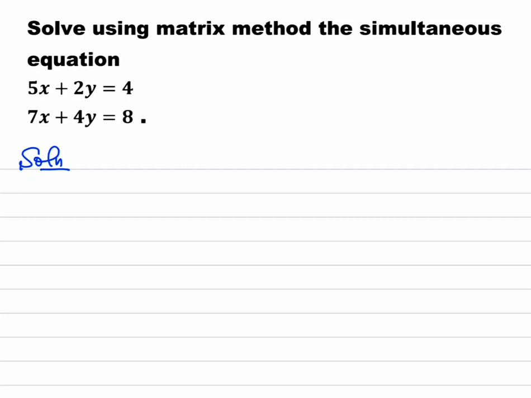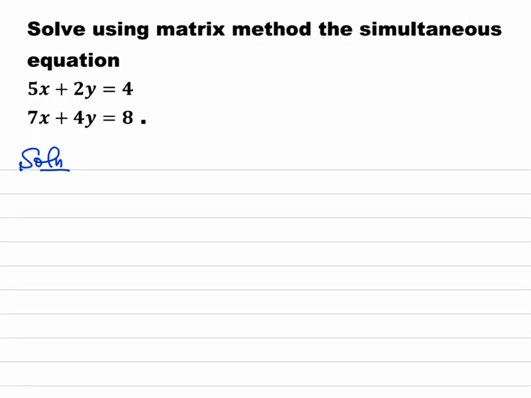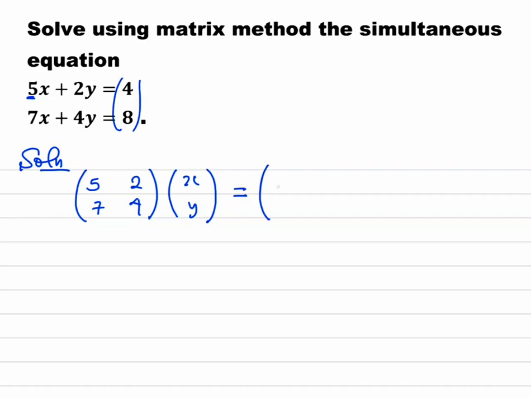Now we are to solve this simultaneously. The first thing you need to do is make a matrix of it. Remember, a matrix is a rectangular array of numbers. So we are going to make a matrix of this by picking the coefficients. So we pick 5, then 2, and we have 7, and we have 4. We've picked the matrix. Remember the unknowns, x and y, so we have our x, y. And of course, it equals 4, 8. That's the very first step, which is very important.